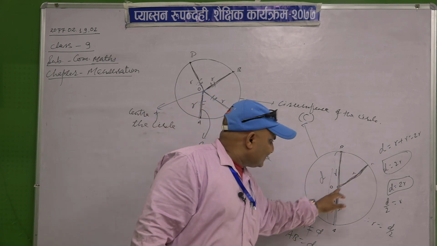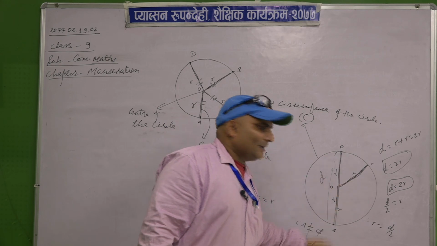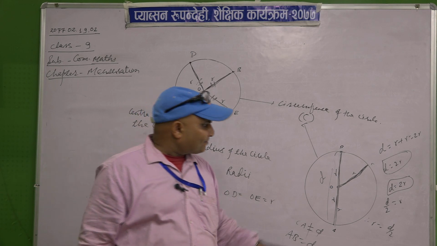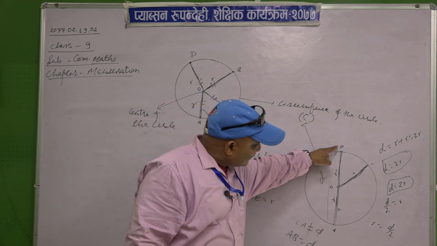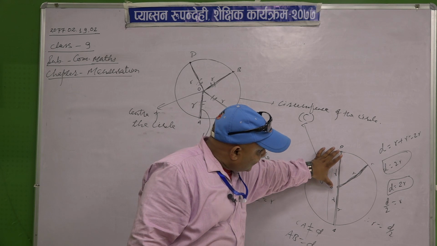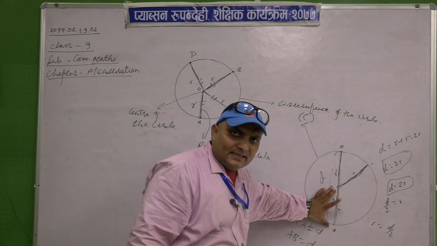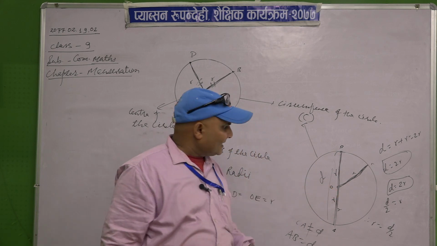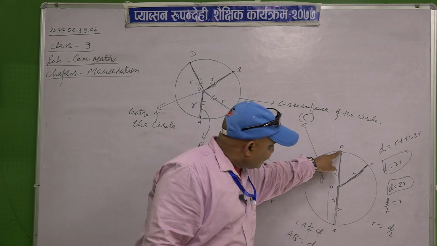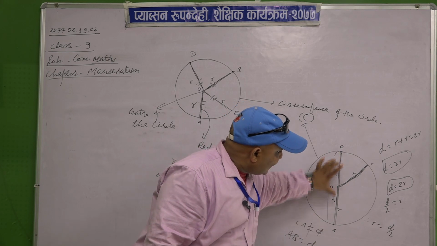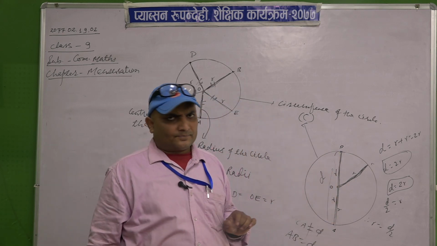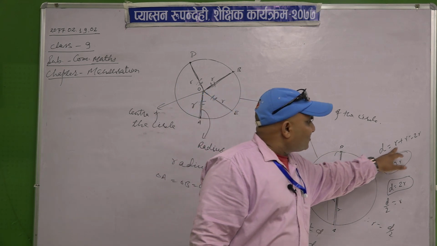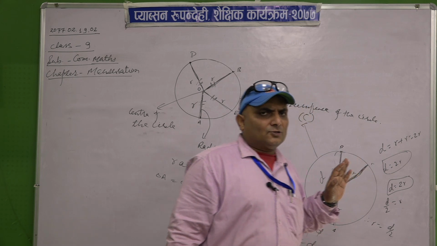But here this is not a diameter. Diameter always passes through the center of the circle. So, this is the diameter. In the diameter, if you see, there are two radii. This is also a radius, this is also a radius. We can say that the diameter is the double distance of the radius. Here d is equal to r plus r, 2r, d is equal to 2r.